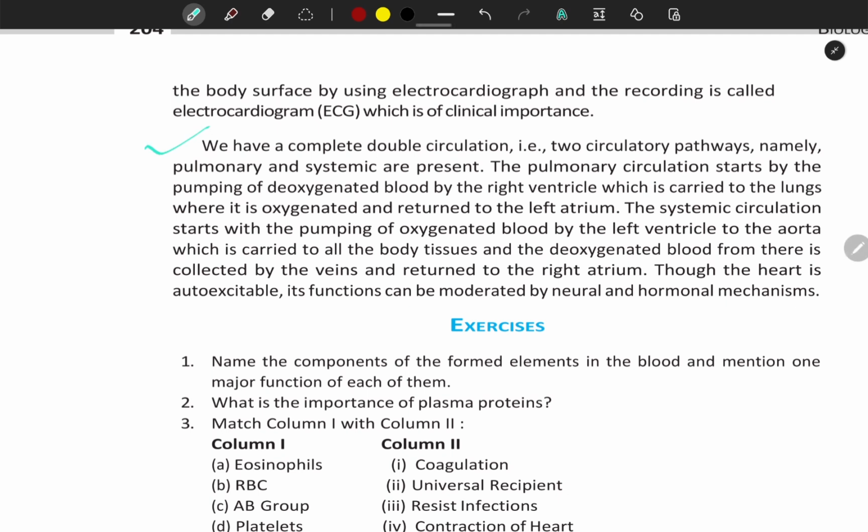We have complete double circulation, that is two circulatory pathways, namely pulmonary and systemic, are present. The pulmonary circulation starts by the pumping of deoxygenated blood by the right ventricle which is carried to the lungs where it is oxygenated and returned to the left atrium. The systemic circulation starts with the pumping of oxygenated blood by the left ventricle to the aorta, which is carried to all the body tissues, and the deoxygenated blood from there is collected by the veins and returned to the right atrium. Though the heart is autoexcitable, its function can be moderated by neural and hormonal mechanisms.